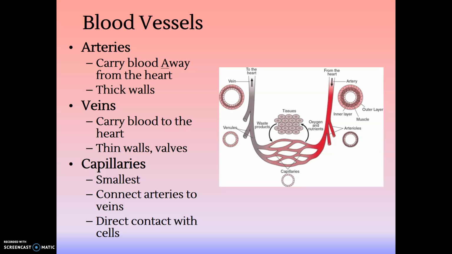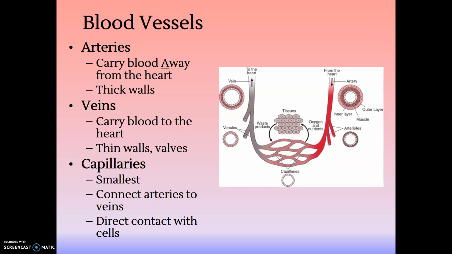Veins carry blood back to the heart. These vessels have thin walls because the blood is no longer under lots of pressure, right? So it's been pumped out to all the areas, and now it's just returning back to the heart. Veins, importantly, do contain what are called valves, and these work to prevent the backflow of the blood in our veins and move it continually towards the heart.